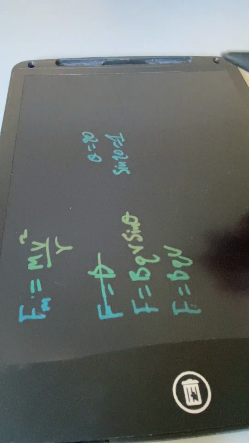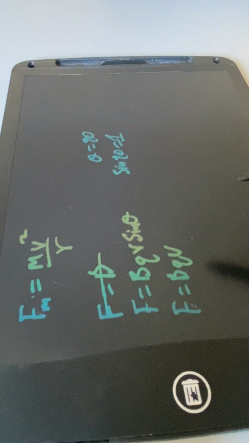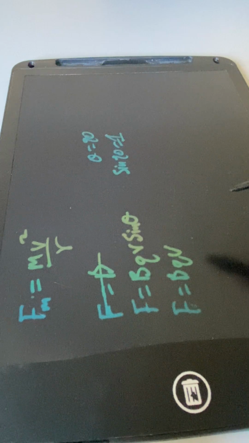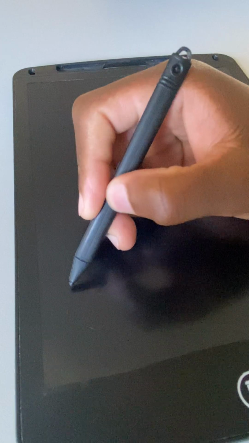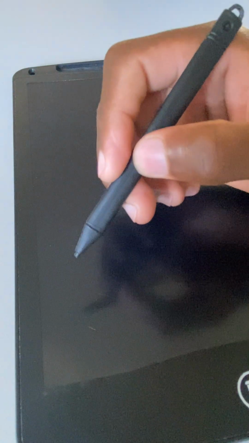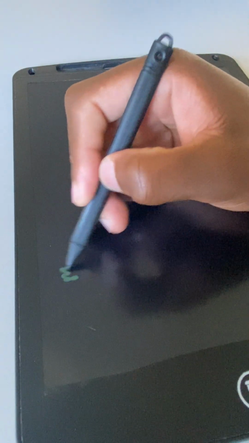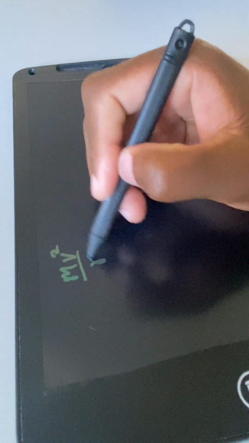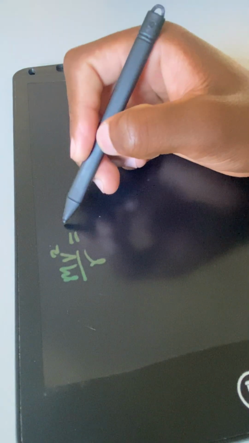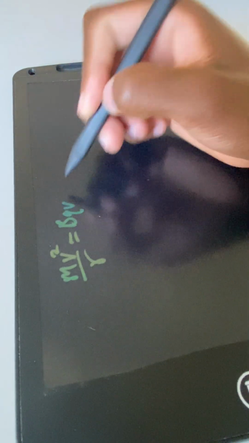So now we can find the relationship between these two equations. The magnetic force due to the centripetal acceleration, mv squared over r, is equal to the magnetic force, B times q times v, right?